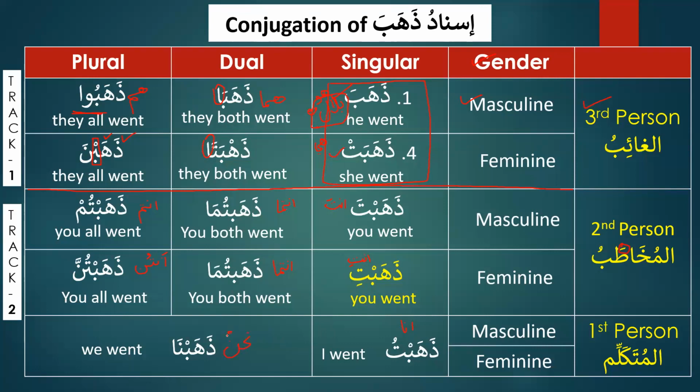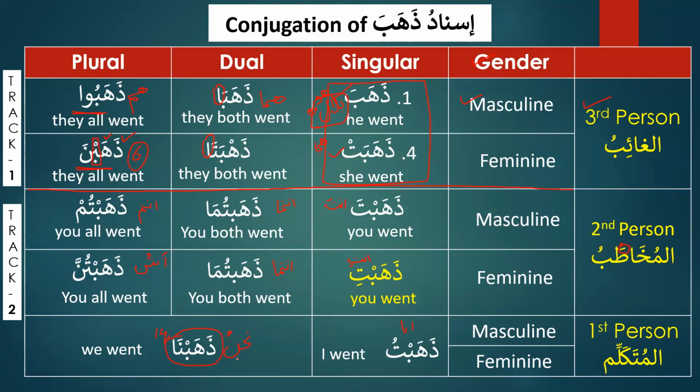And one more thing that we need to be very careful about is this form, the 14th form, and then we have form number 6. Very, very important to see. If we don't prolong it, then it's fine. But when we prolong the noon, then it becomes ذهبنا, and that will be form number 14. And look at the difference. When we say ذهبن, that means all those ladies went. But when we say ذهبنا, that means we went.